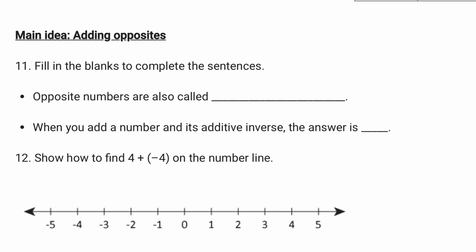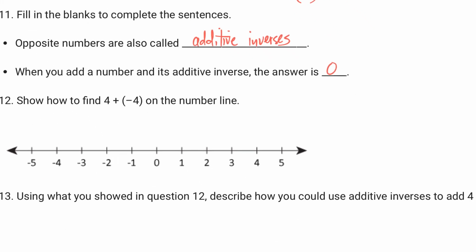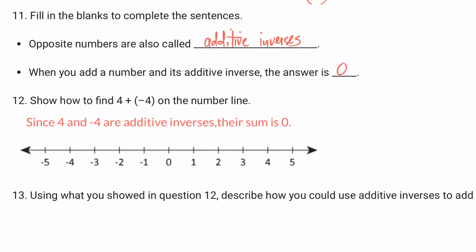So we're adding opposites. And opposite numbers are also called additive inverses. When you add a number and its additive inverse, the answer is always 0. So you add two opposites, like you have 6 plus negative 6, and that's going to bring you back to 0. Show how to find this sum. I'll show you. Right here, let's see. So since 4 and negative 4 are additive inverses, their sum is 0.